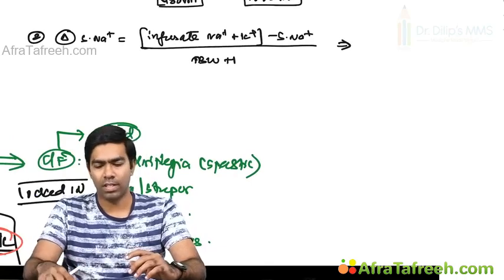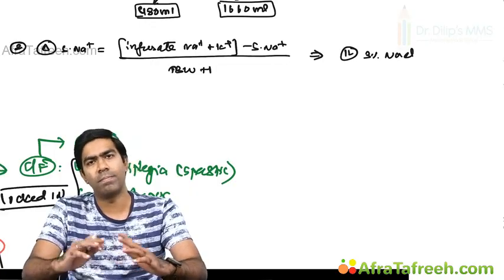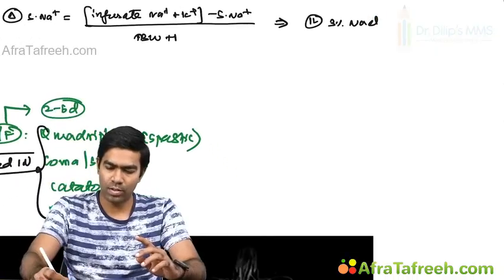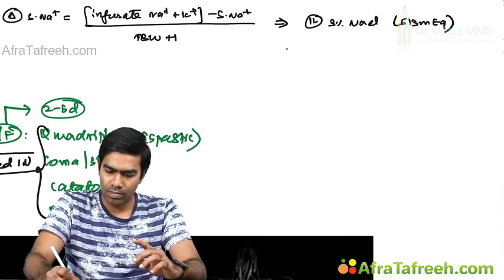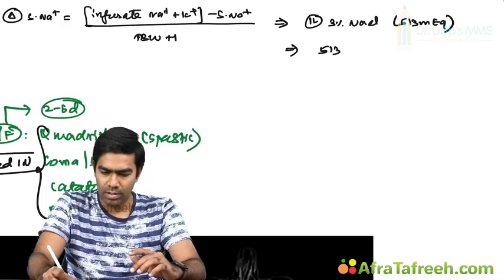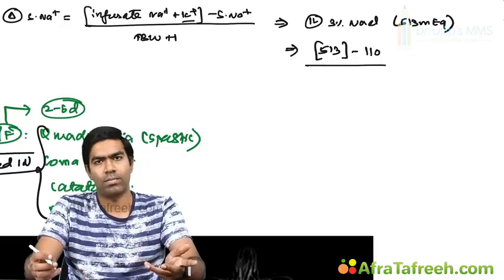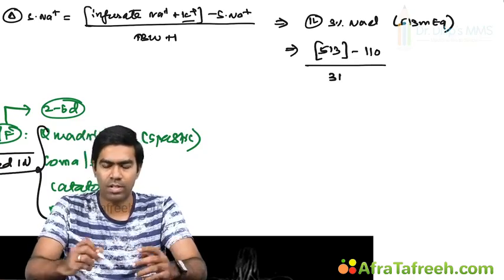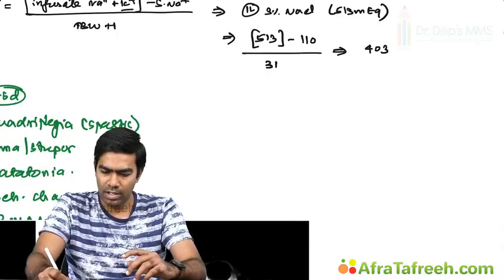So according to this formula, if I'm using 1 liter of 3% NaCl for that patient, what will be the magnitude of serum sodium change? What will be the change in the serum sodium? So you know 1 liter is going to contain 513 milliequivalents of sodium, which means infused sodium is 513 minus serum sodium is 110. We know that already. Here the infusate does not contain potassium. Hypertonic saline does not contain any potassium in it. Divided by total body water plus 1, here it is 30 plus 1 is 31. So the net answer will be 403 divided by 31.